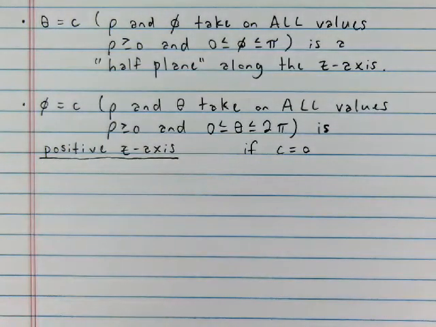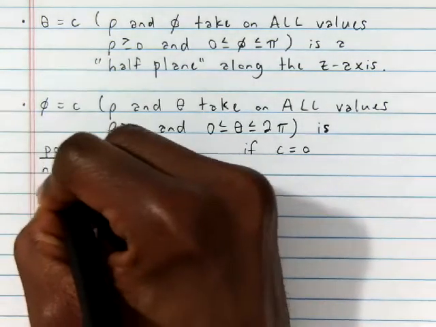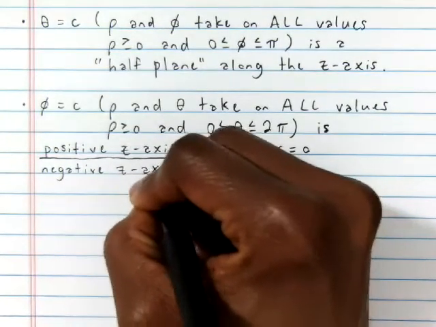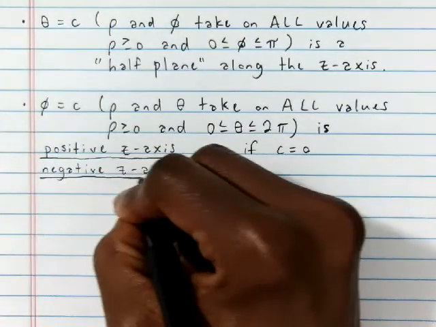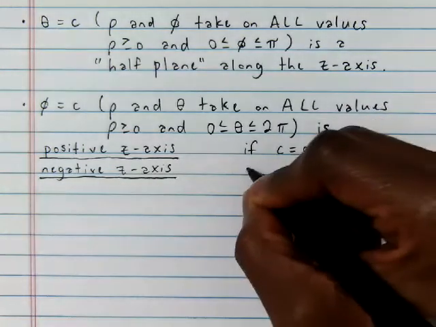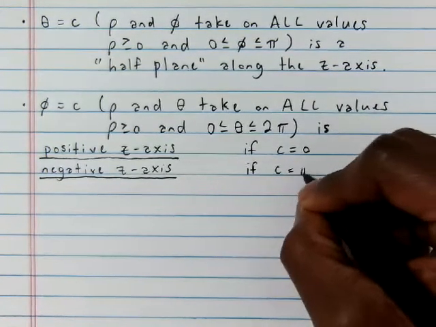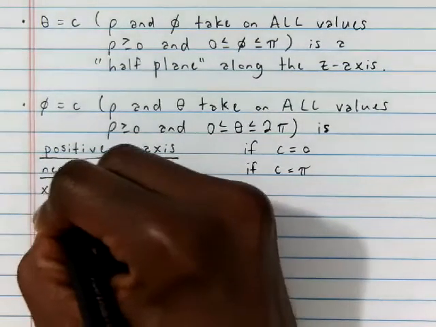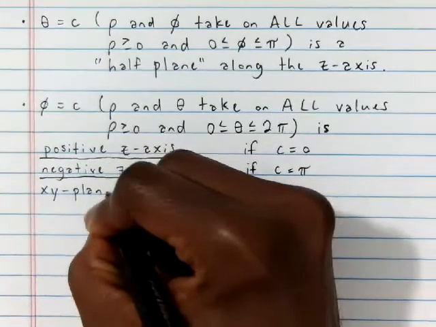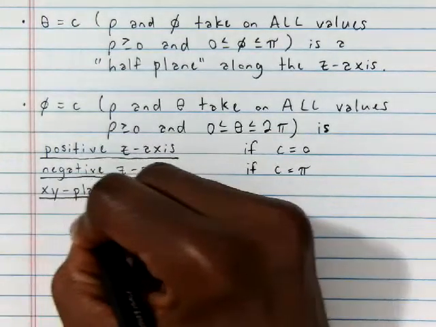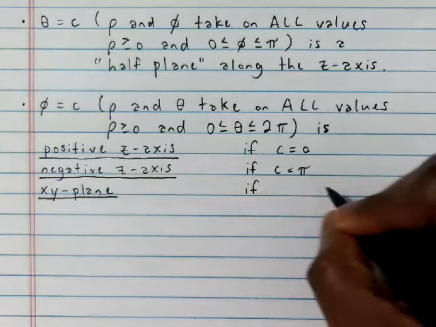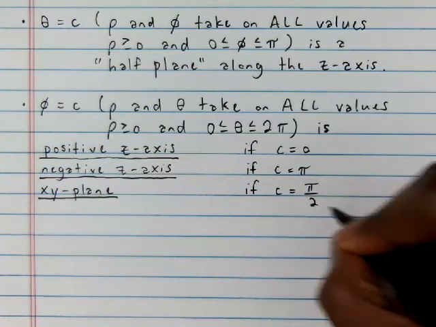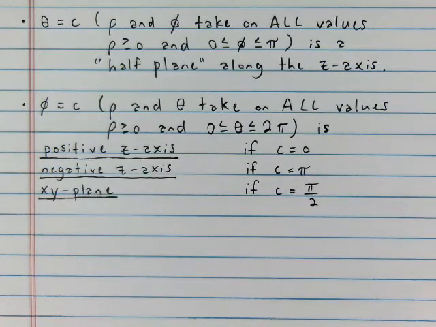So as we go through, let me just write down two of them, then we'll go over these first two. We'll get the negative z-axis if c is equal to pi. Actually, we'll do the first three. And then we'll get the xy plane if c is equal to pi over 2. So let's look at those three and then we'll do a couple more.